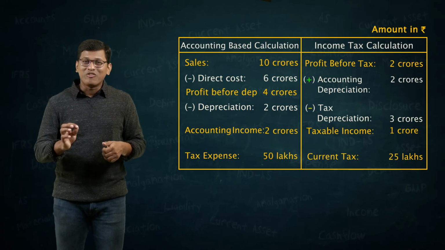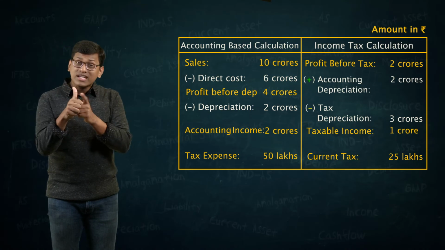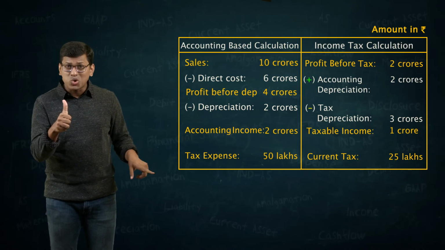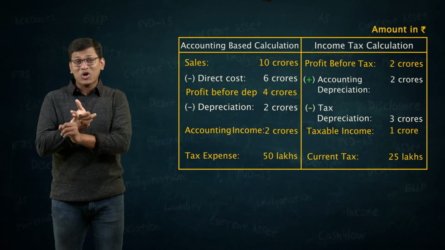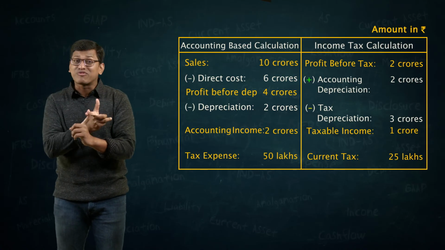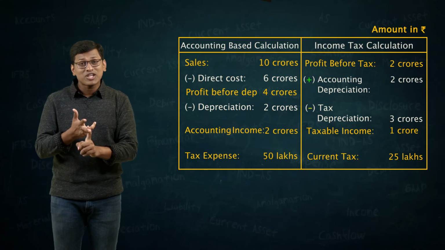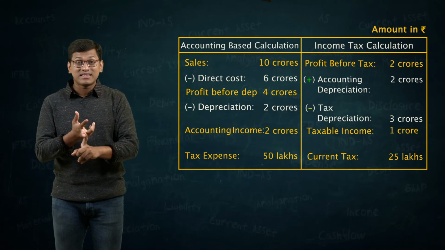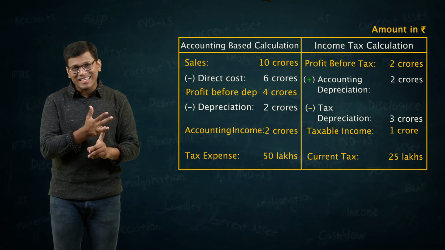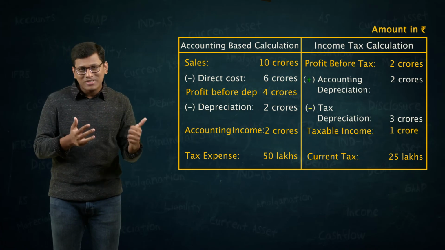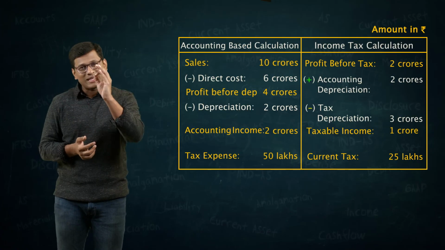Alright? Here we learned 4 important aspects. What are those? Accounting income. What is accounting income? In our calculation we had 2 crores, right? That 2 crores is the accounting income. Then we had something called as tax expense, which is 50 lakhs in our example, right? So that is called as tax expense. Then we learned something called as taxable income. This is income calculated as per income tax norms. And fourth one is current tax. Current tax is how much in this example? 1 crore into 25%, 25 lakhs is the current tax.